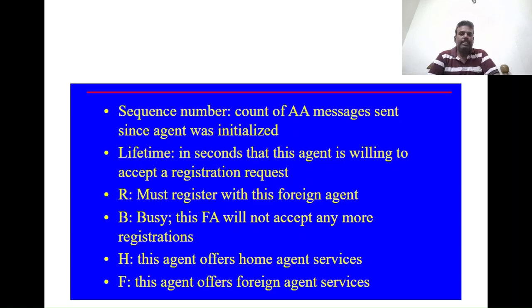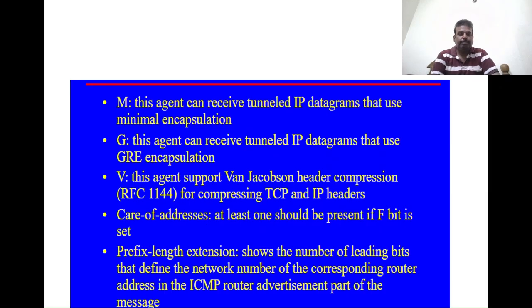The sequence number is the count of advertisement messages sent since the agent was initialized. Lifetime in seconds is how long the agent is willing to accept a registration request. R is must register with the foreign agent. B is busy with home agent, which is not accepting any registrations. H is this agent offers home agent services. F, this agent offers foreign agent services.